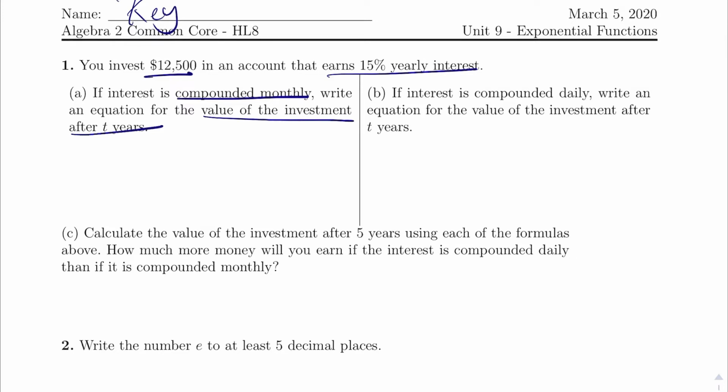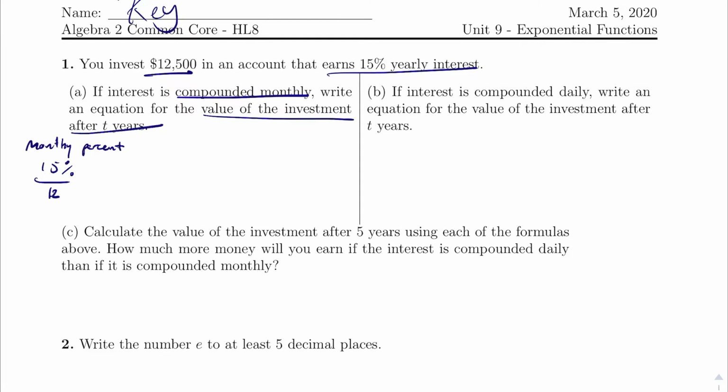use fractions. So to calculate the monthly percent, we take the yearly percent and we divide that by 12. This gives us a not so friendly decimal, or maybe not so bad decimal, but sometimes it's a not so friendly decimal. And so what we can think about is using the fraction version of this in the formula.